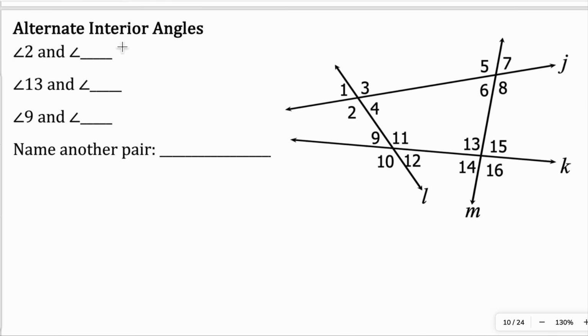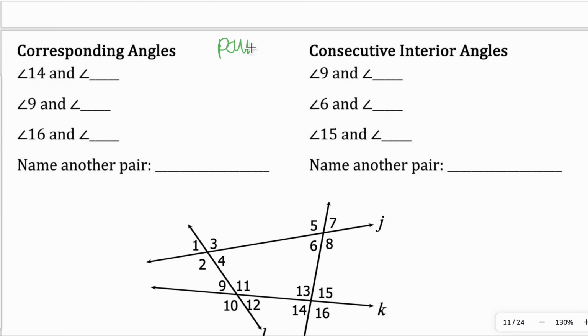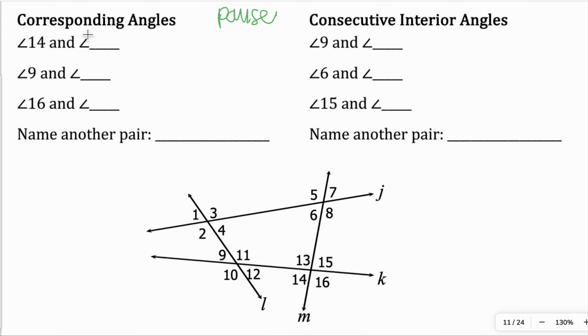Alternate interior angles, so 2 and 11 would be interior because we're on the inside, non-adjacent angles. Another one, 13 and angle 8. Those are going to be alternate interior. And then angle 9 and angle 4 are going to be alternate interior. One we didn't get to is angle 6 and angle 15. Okay? Maybe see if you can try some of these on your own. If you want to pause the video here, check these out on your own, and then when you're ready, click play. All right, corresponding to 14 would be 14 and 6.